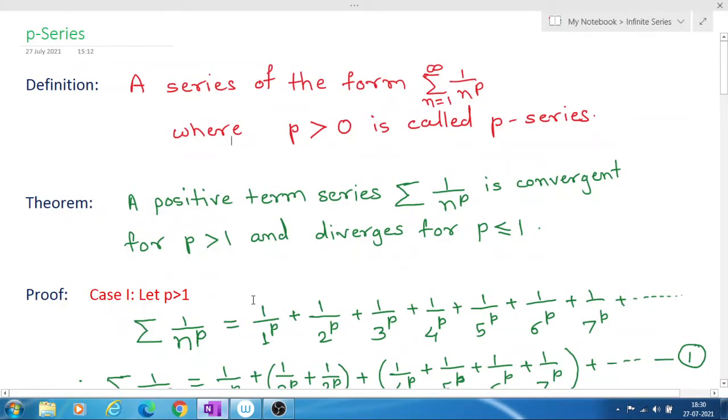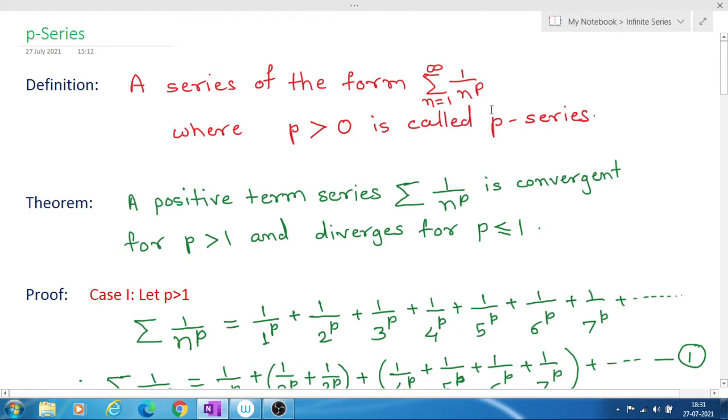In the last lecture we have seen geometric series and convergence of geometric series. Now in this lecture we see P series. So the definition of P series is a series of the form summation 1 upon n raised to p, n equal to 1 to infinity, where p is greater than 0, is called a P series.